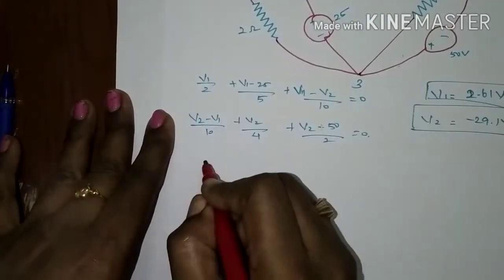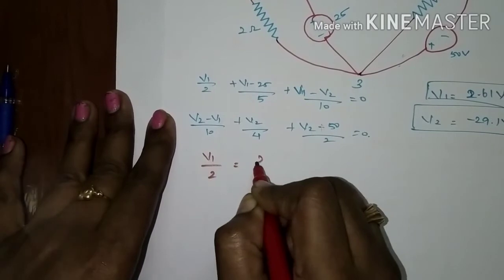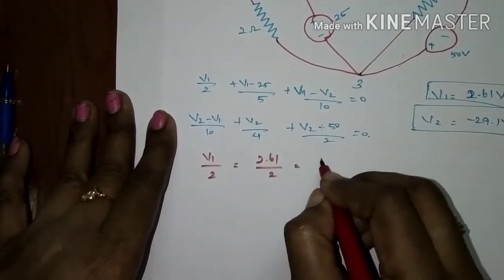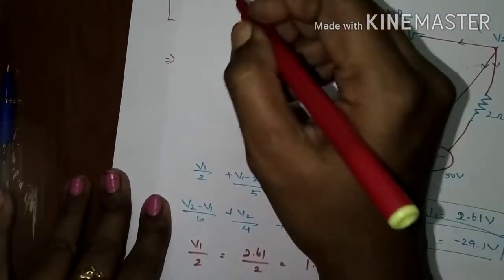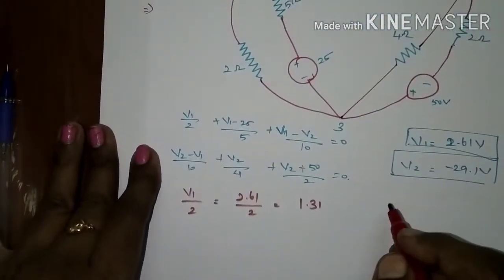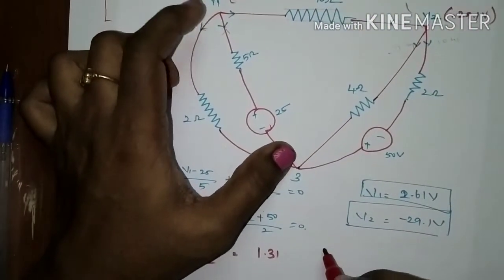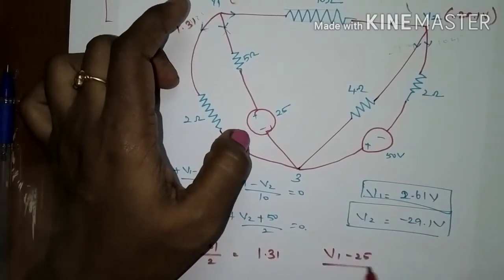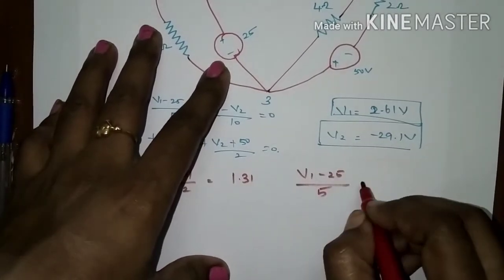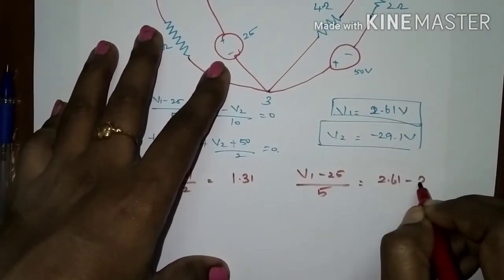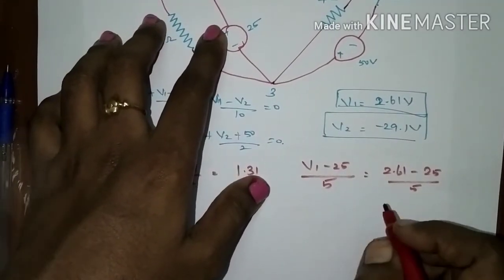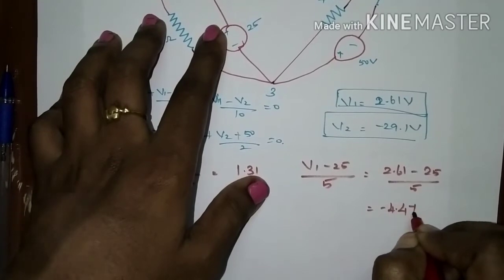So, the first current is V1 divided by 2, that is 2.61 divided by 2, and the value is 1.31 ampere. This 1.31 ampere current is leaving and the value is positive also. And the current through this branch is V1 minus 25 divided by 5, right? That is a potential fall. So, V1 minus 25 divided by 5, which is equal to 2.61 minus 25 divided by 5. So, the current flowing through this branch is minus 4.478.